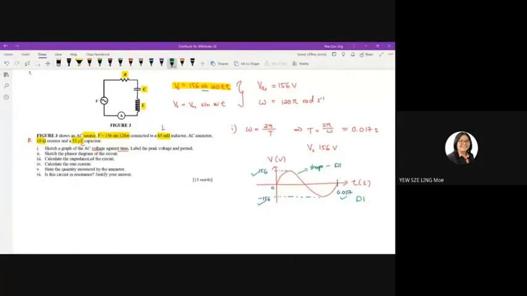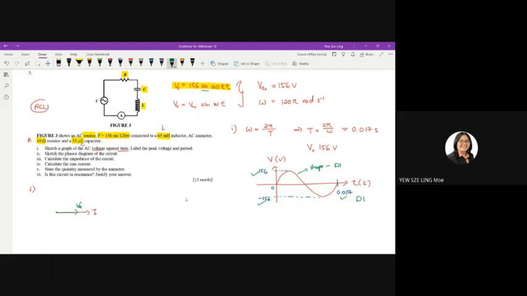Question 2, sketch the phasor diagram of the circuit. So how to sketch the phasor diagram? You have the RCL circuit, so you need to sketch for RCL. When it comes to these questions, we always take I as our reference vector, our reference phasor. Since you have R, we know that VR is always in phase with I. So this would be your VR.